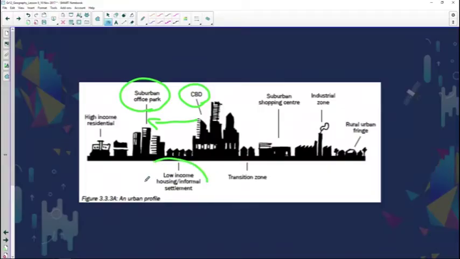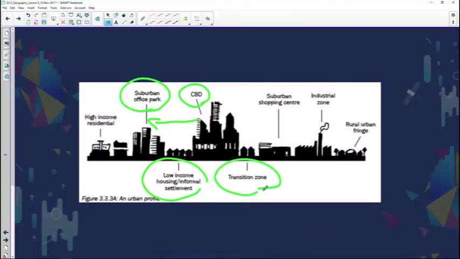Now, obviously, if you look at it, you've got your low-income housing situated very close to your CBD. When we're going to look at the different models, the reason why it is because back in the day, there was no such thing. There was public transport, but obviously the low-income housing was closest to the CBD so people can walk to work. A transition zone is the movement from the CBD to the suburban areas. Now, for instance, if you look at your suburban areas, once again, I'm going to use Johannesburg as an example.